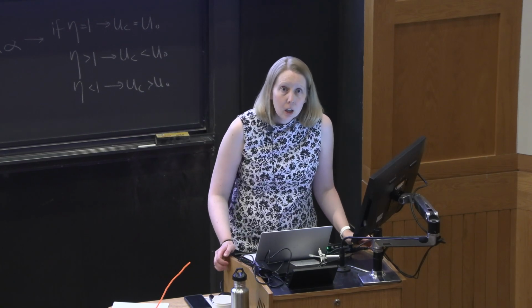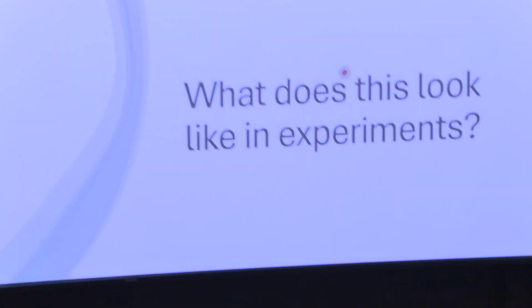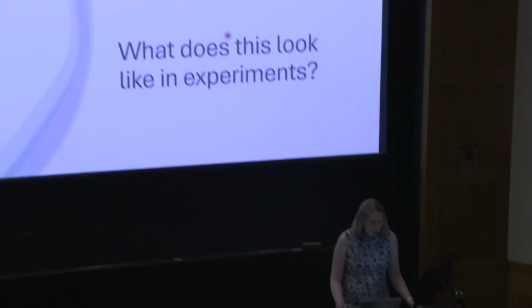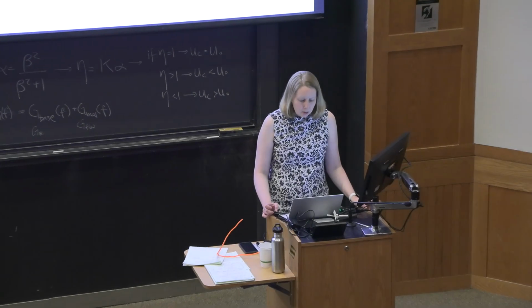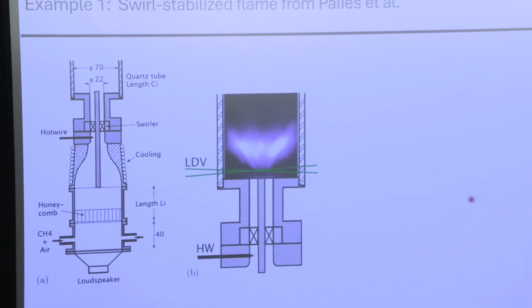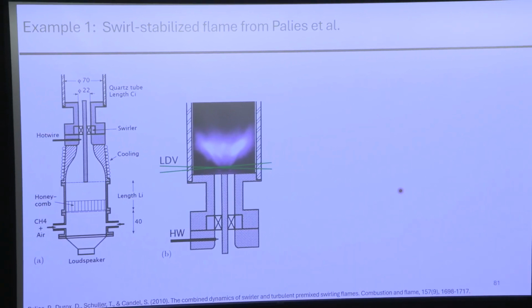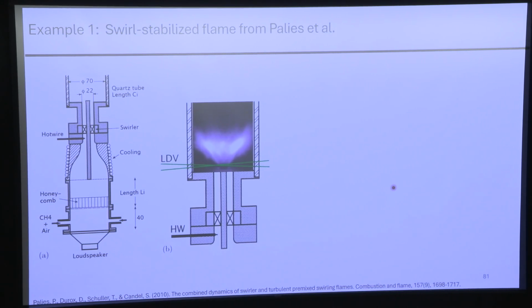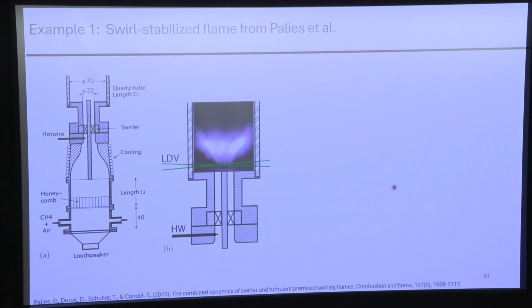We saw very clearly in the data from Nick Bunce's thesis that you can see this, but we haven't looked yet as to what disturbances are causing those constructive and destructive interference patterns. So there are two experiments that I want to look at. The first one was work done by Paul Police when he was a graduate student at École Centrale. He worked with Daniel Durox, Thierry Schuler, and Sébastien Candel. And this is a beautifully written paper on basically where that interference phenomenon comes from in a swirl stabilized flame.